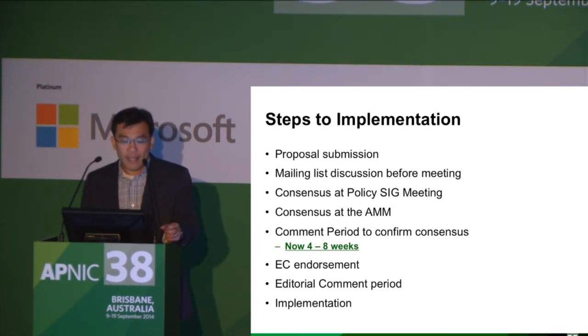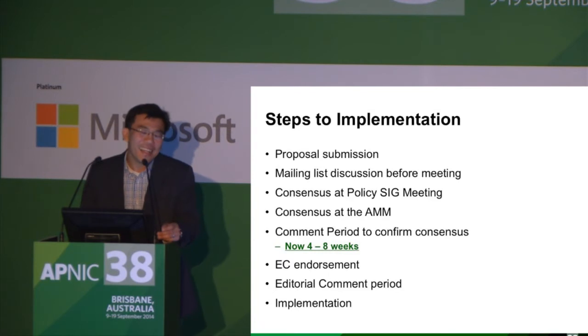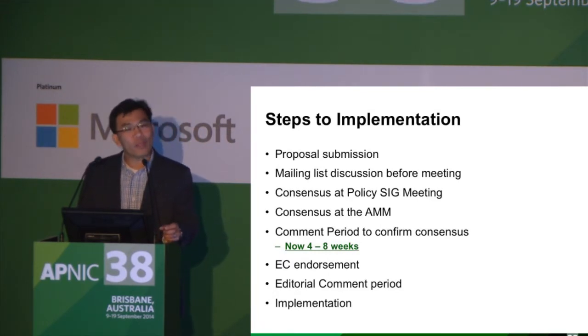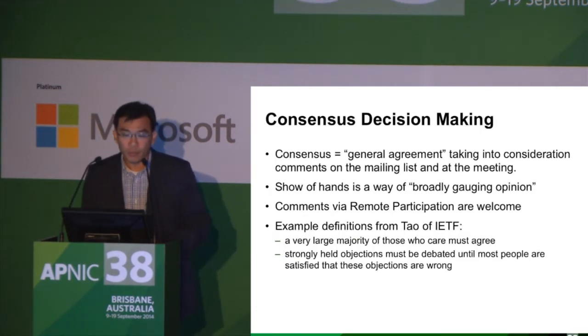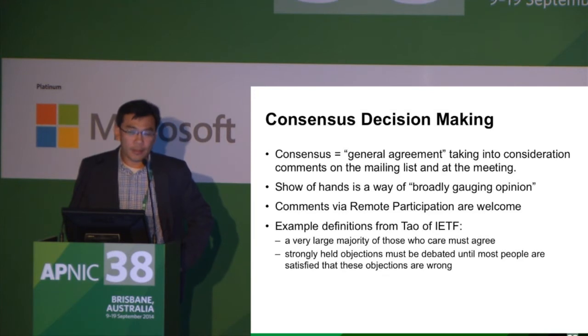It will have a comment period to confirm consensus. Then we changed, I forgot, was it defined in the PDP or SIG guideline? PDP, yeah. We changed the PDP in the last meeting. So now the comment period is between 4 to 8 weeks, and the chair will decide how long is appropriate for each proposal. Then after that, we will get EC endorsement, and it will be implemented.